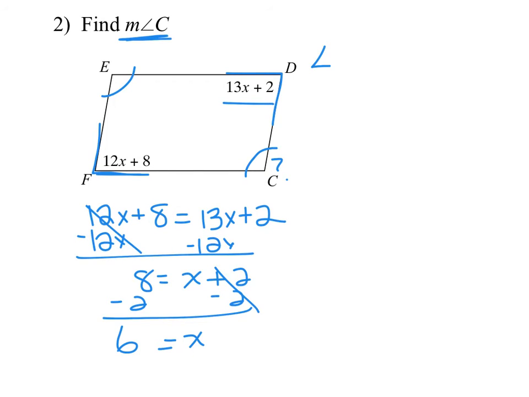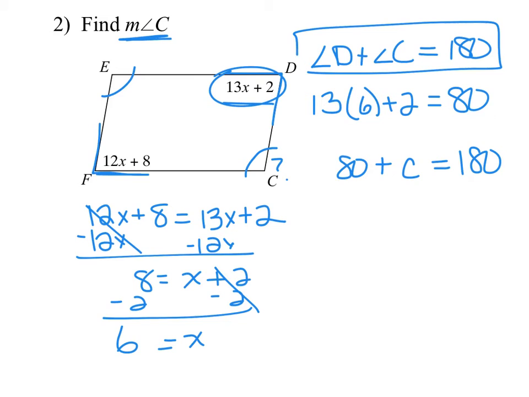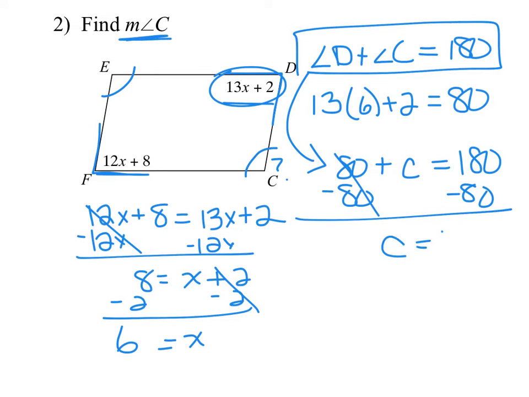And then we have to remember that angle, I'm going to do d. I'm going to do this one. Angle d plus angle C is 180. So we have to take what we learned already and take it just one step further. That's fun. So angle D is 13 times 6 plus 2. So that is 80. So I know that angle D is 80. I don't know what C is, but that should equal 180. Okay, because of this. They're supplementary, they share a side. So I subtract 80, and C is 100.